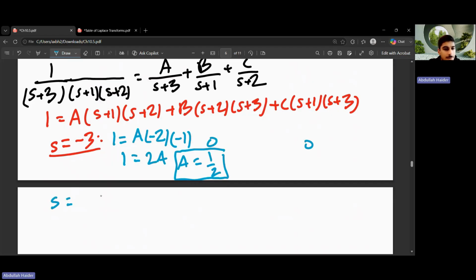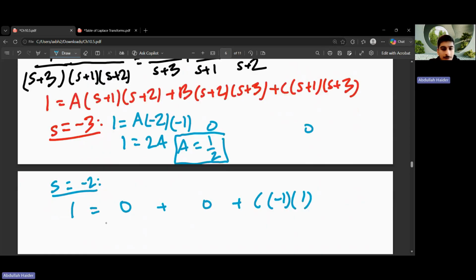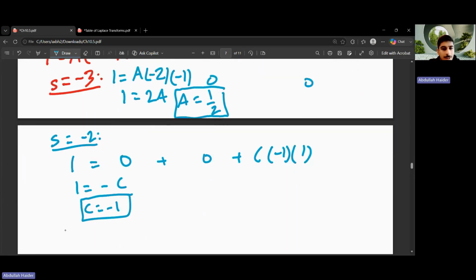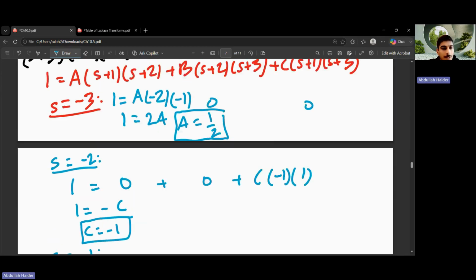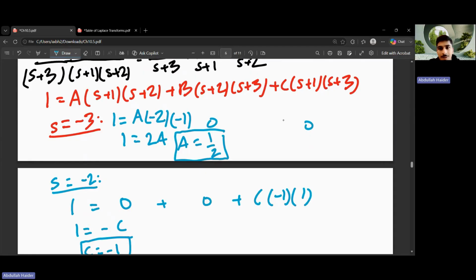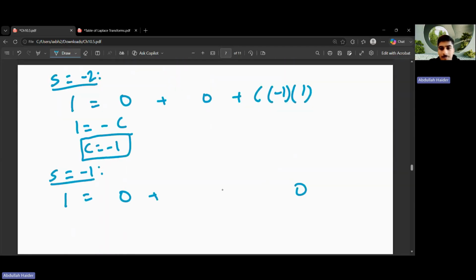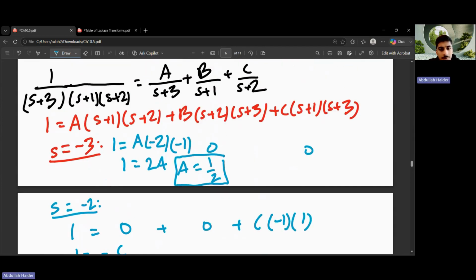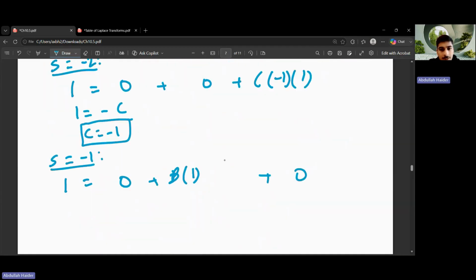Now if I do s is equal to negative 2, then 1 is equal to, corresponding to what I have above, 0 plus 0 plus, now I substitute negative 2, so c times minus 2 plus 1 times minus 2 plus 3, which is minus 1 times 1. So I'm left with 1 is equal to negative c, so c is equal to negative 1. Now last thing left, s is equal to negative 1. Then 1 is equal to negative 1 means this is 0, the last thing is 0. So 0, 0, what I have in the middle? B times minus 1 plus 2 is 1. Minus 1 plus 3 is 2. So 1 is equal to 2b. B is 1 over 2.